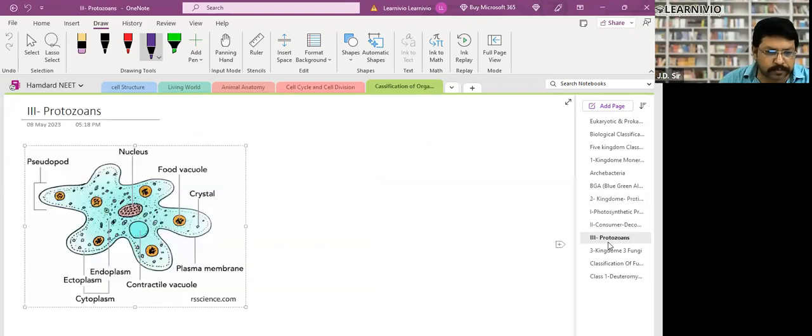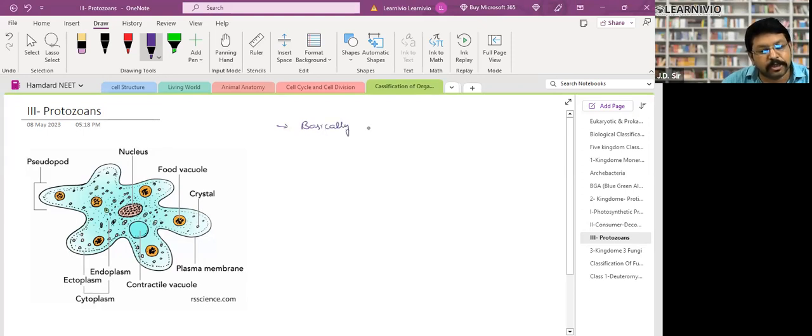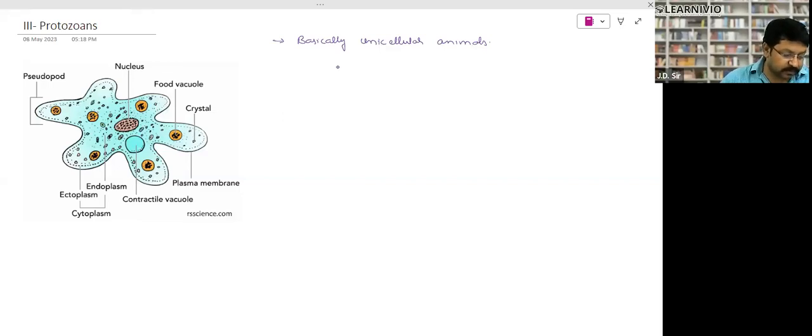So now we are going to study the protozoa. As I have already told you, there are kinds of protozoans. What is the protozoa? This is the cell of the amoeba. Amoeba is representative of protozoa. They are basically animal cells, unicellular animals. They have all the characteristics of animals, and they were first studied by Leeuwenhoek.